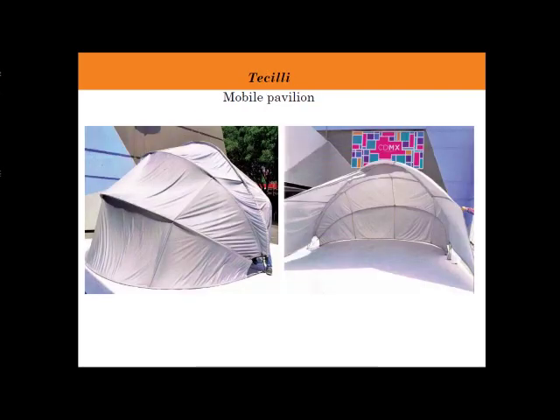And finally, a pavilion, Tesili. It's a pavilion made of plastic fabric that can house temporary outdoor book clubs and attend a public that doesn't usually approach indoor book clubs.